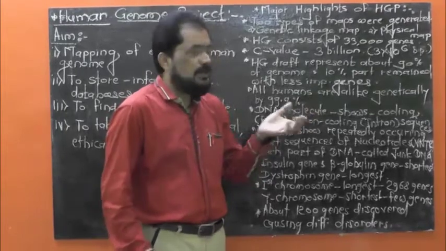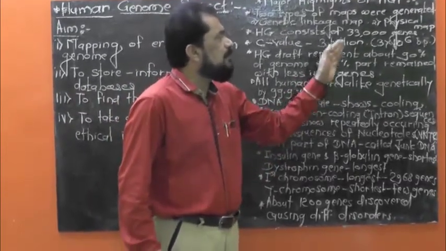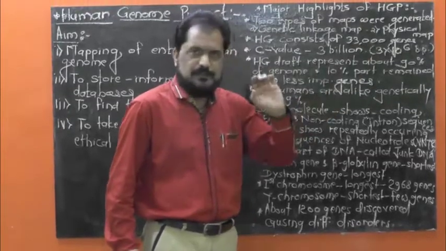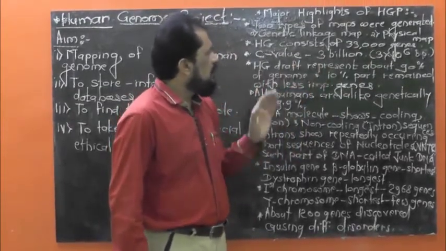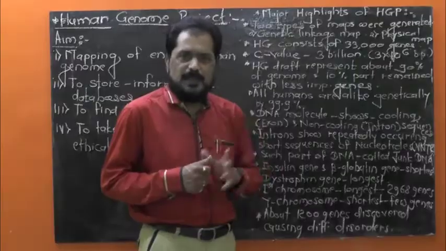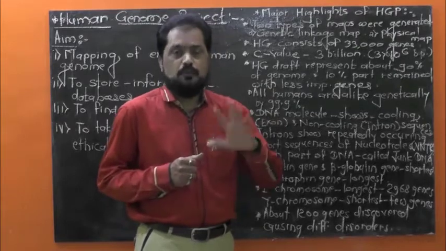And here the human genome consists of about 3 billion base pairs. Therefore, the C value is 3 billion. The human genome draft represents about 90% of the genome.